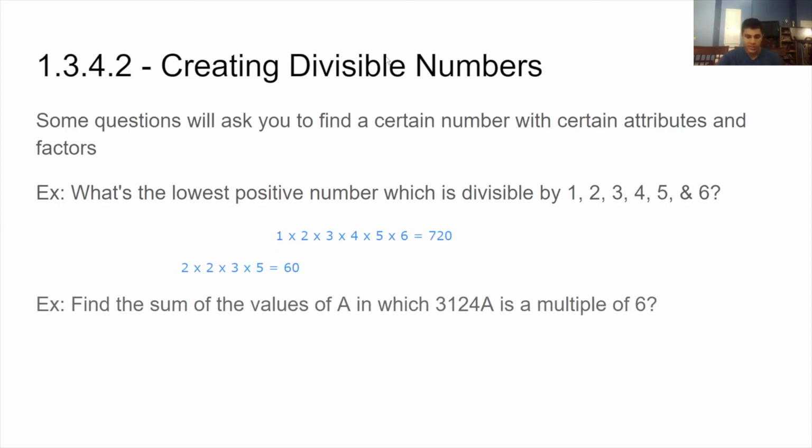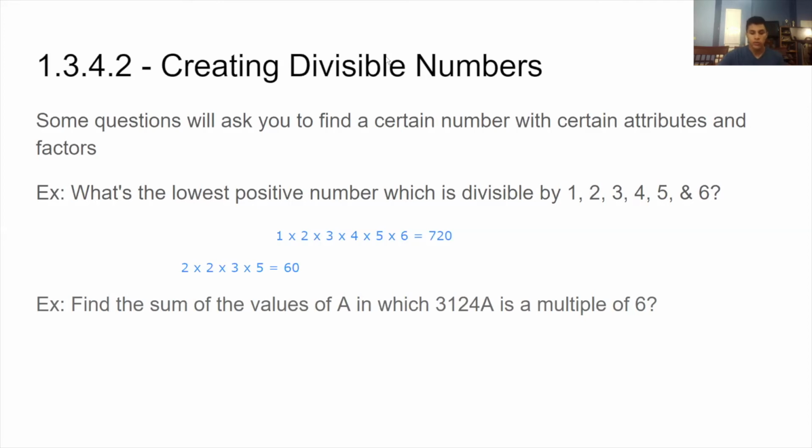So A could be 7, for example, and this number could be 31,247, or A could be another number, but it has to be a one-digit number. So the question says, find the sum of the values of A, in which 31,240A is the multiple of 6, which means it's divisible by 6.